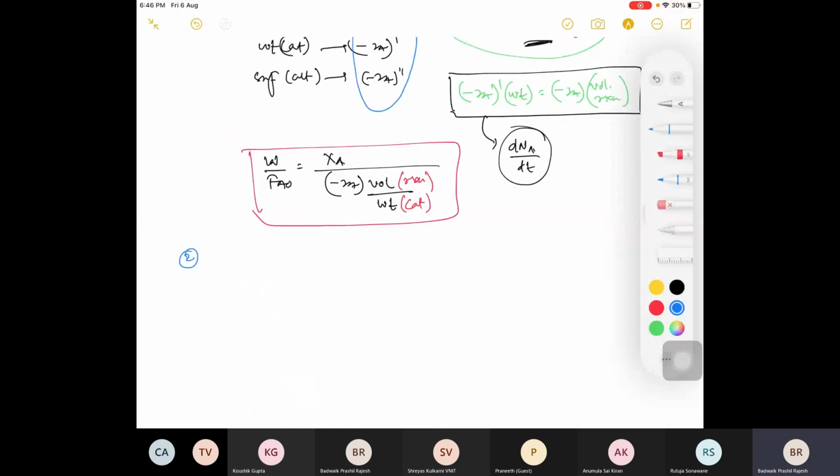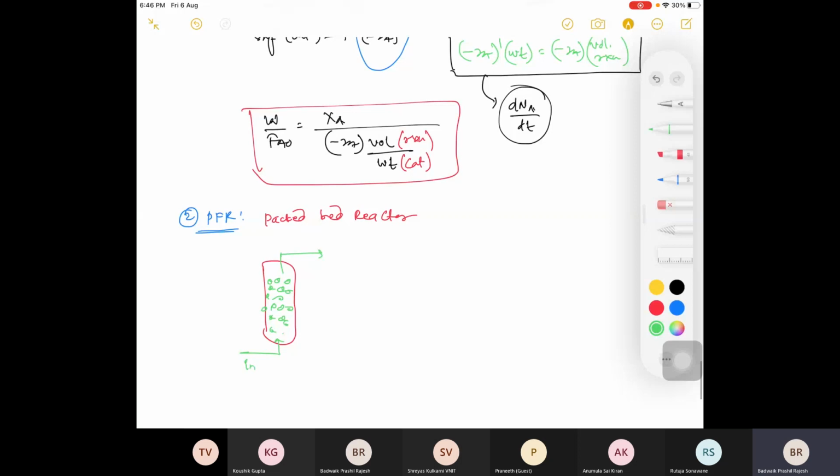Then there is PFR. Here, in the non-ideal or heterogeneous case, you write it as a packed bed reactor, a PFR, because you have this bed, and in here it is catalyst. Your stream is coming in and going out. You may write this as your bed of catalyst, through which your reactant A is passing and coming out. So this is your design of PFR.